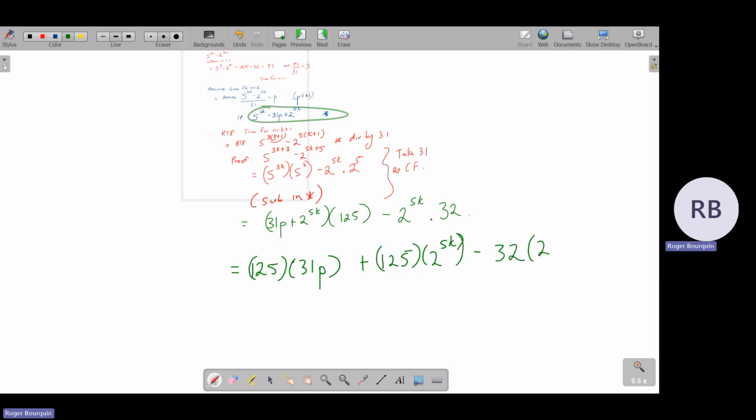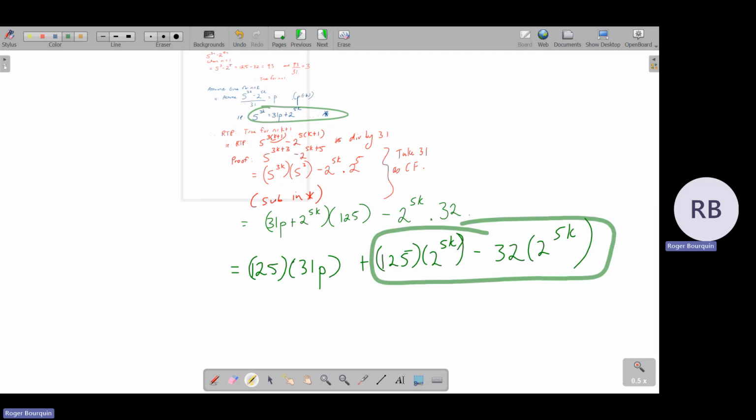Right. If you have 125 chickens, and you minus 32 chickens, those are like terms. 2 to the 5k, you've got 125 lots of 2 to the 5k, minus 32 lots of 2 to the 5k. Yeah, of course you can, because you try and take out 31 as a common factor. So I times that in, and I got 125 times 31p. That's when I did this, right? So that's what that was.